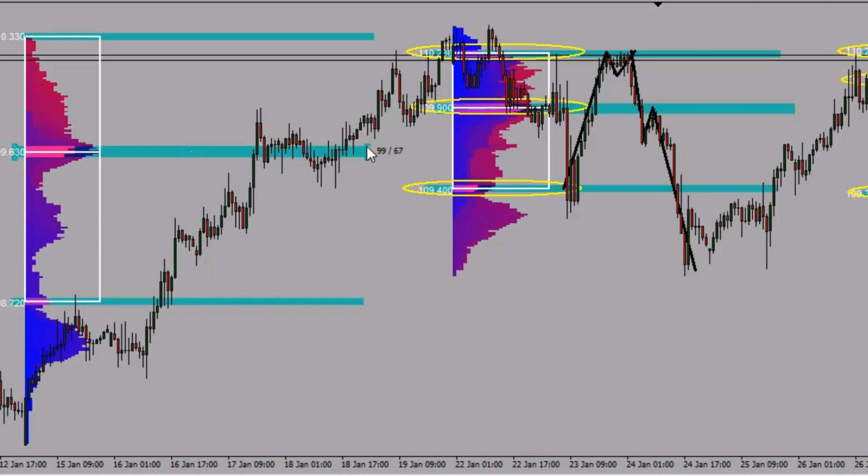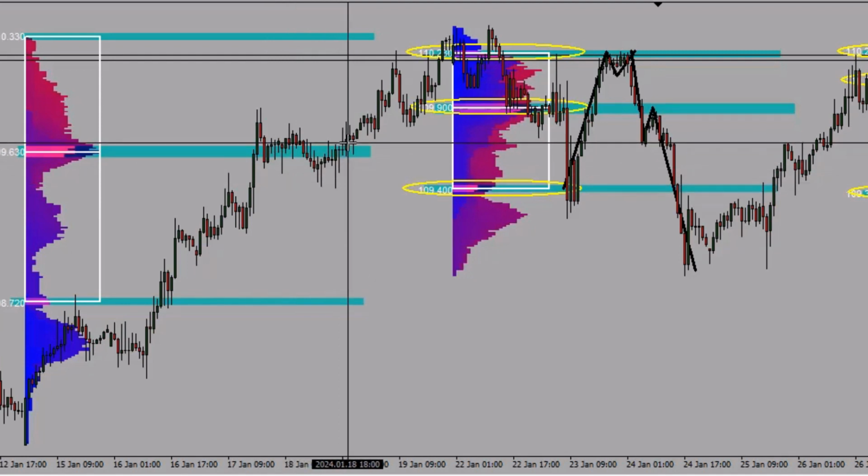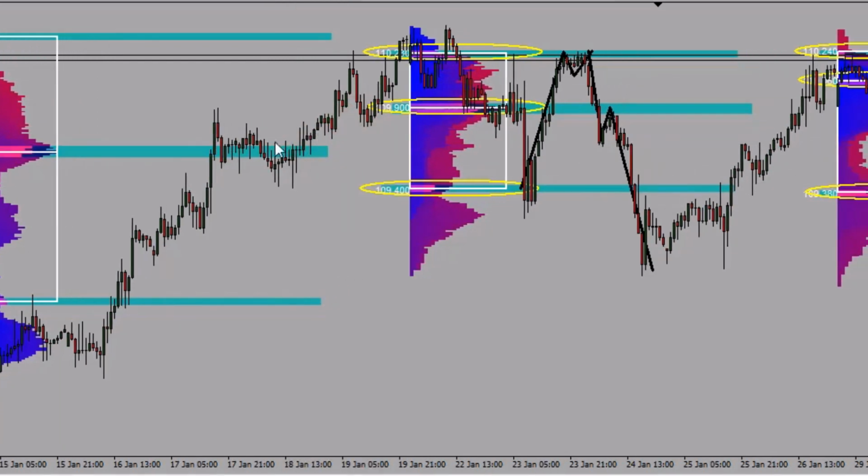Value area low, value area high, and the POC. Now let's make this a zone. Now this is a nice trade right here. That's telling us the price ricocheted through it and came back above it. Now let's just look at this right here. Now what happened?